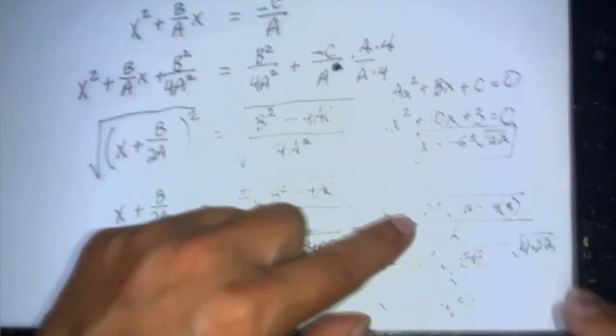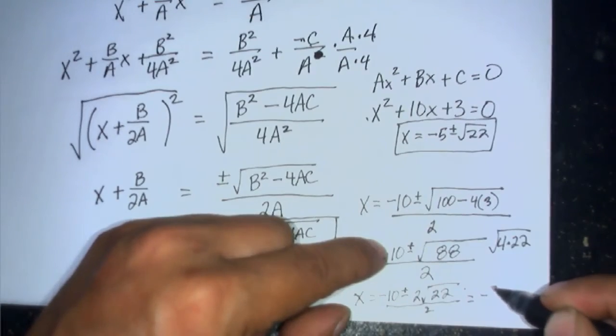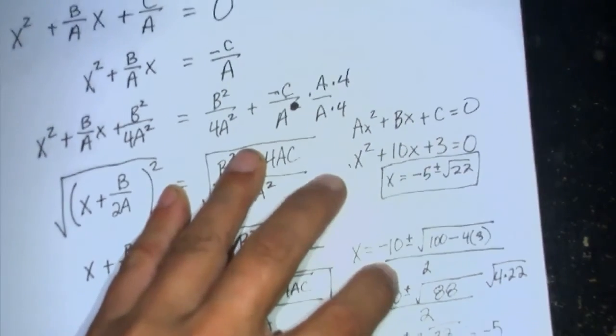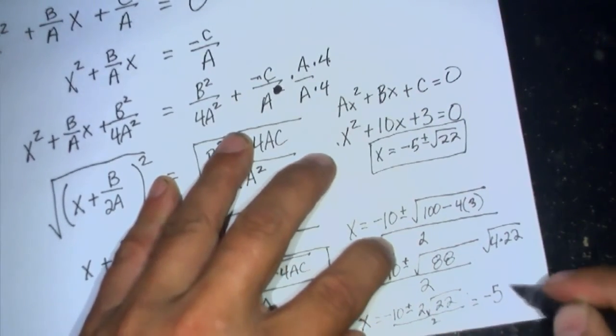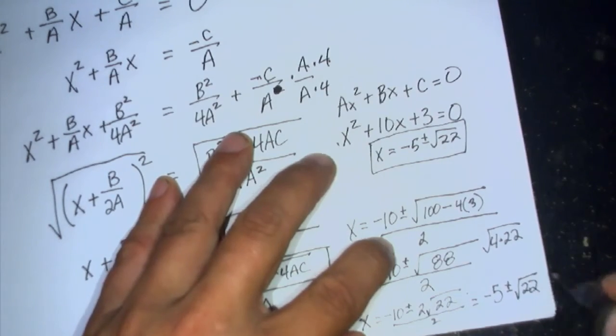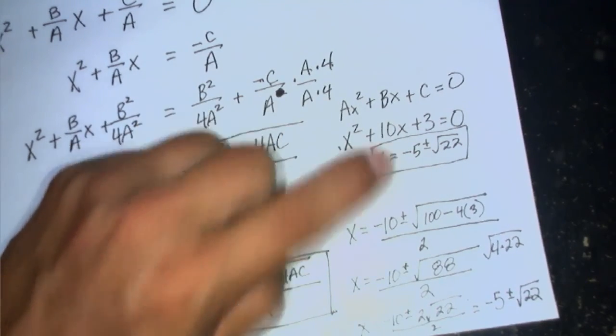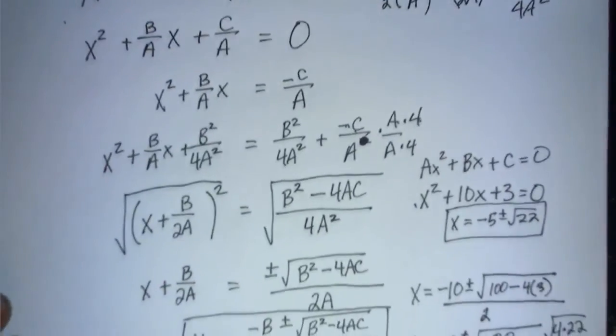So indeed, this is equal to negative 5, and you can't see that on the camera very well, negative 5 plus or minus the square root of 22, which is what we have here. They're the same. So this is how you derive the quadratic formula and what it is used for.